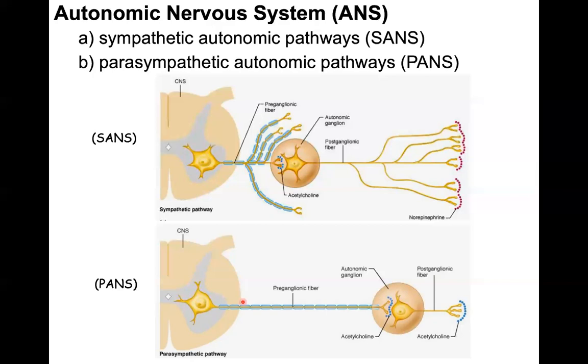Similarities that they both share: the preganglionic fiber is always going to be myelinated, and the postganglionic fiber is always unmyelinated. The sympathetic autonomic nervous system releases norepinephrine, or adrenaline, as a neurotransmitter, whereas the parasympathetic autonomic pathway releases acetylcholine as the neurotransmitter, which is more common neurotransmitter throughout the body.